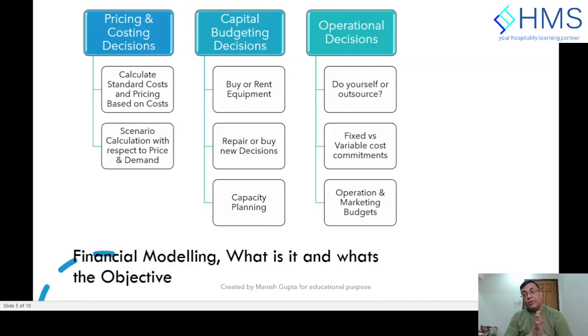Then you are going to do operational budgets, marketing budgets. What kind of operational expenses do you want to commit? What would be the marketing expense? What would be the spend and what would be the results? So all of these decisions will translate into financial profits, and normally financial models help to make these decisions by letting the users understand the impact of what the decision is going to be.